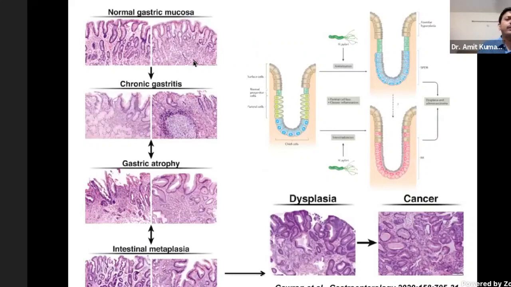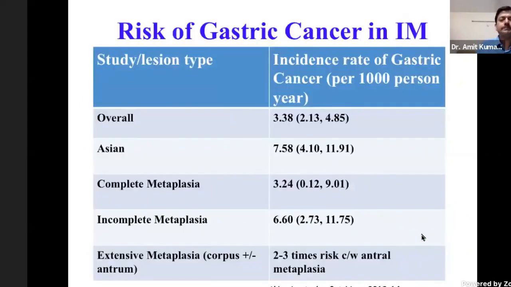So this is the pathway of intestinal metaplasia: a normal gastric mucosa with H. pylori infection. Gastritis sets in, which can progress to atrophy, and then it can progress to intestinal metaplasia. Up to here, you see the arrow is bidirectional, so it can reverse back. Beyond this, some patients may progress to dysplasia and cancer, same as in Barrett's. That's where lies the clinical importance of intestinal metaplasia in the stomach, that some patients may progress to dysplasia or cancer.